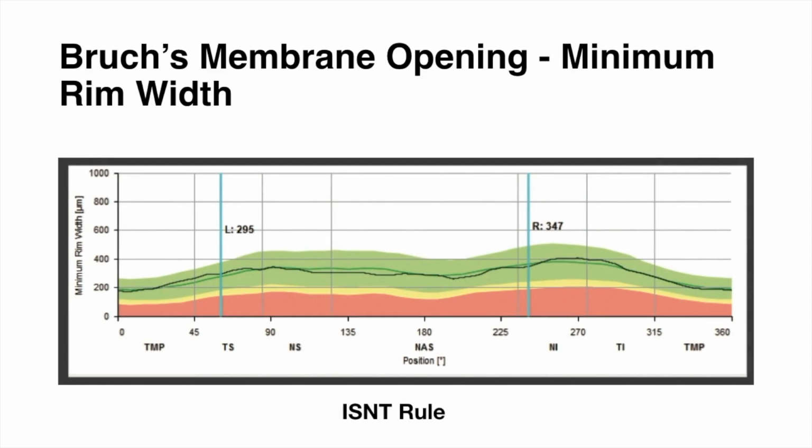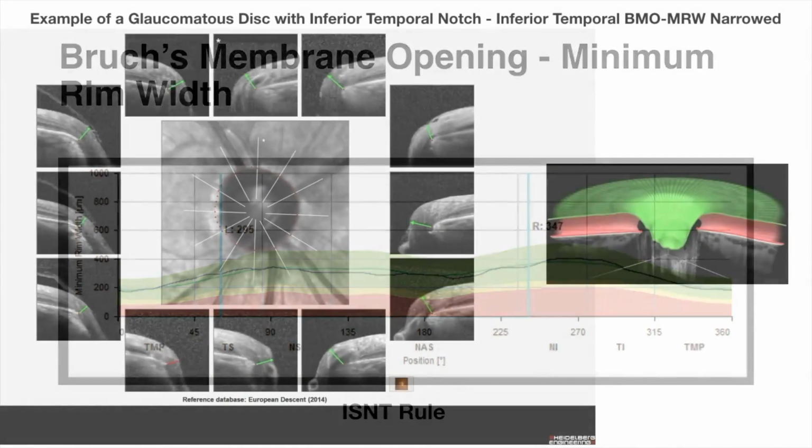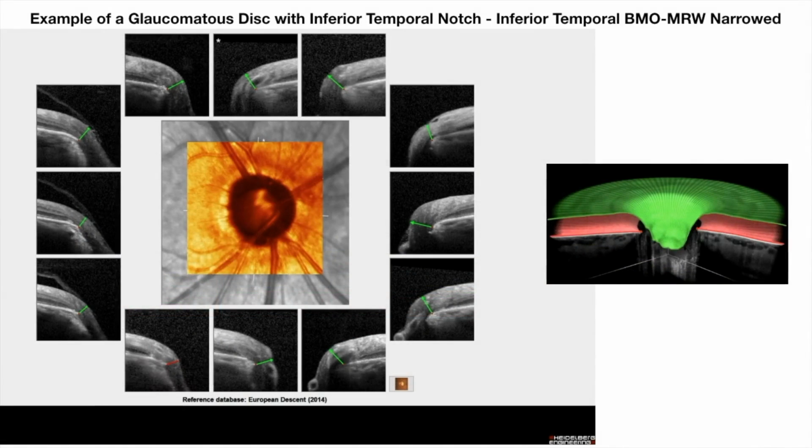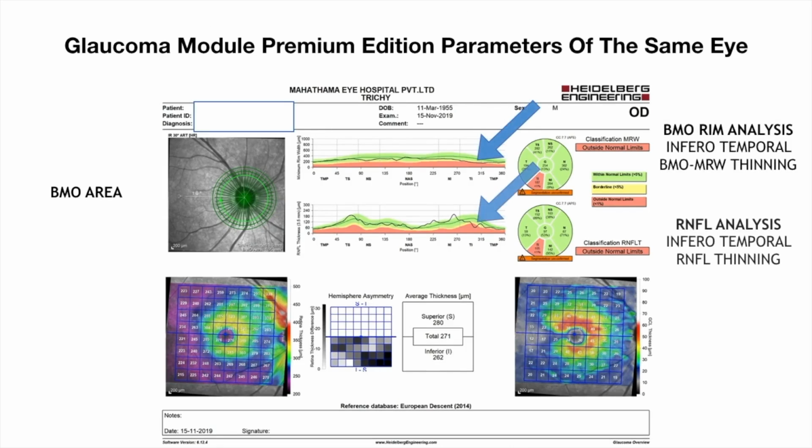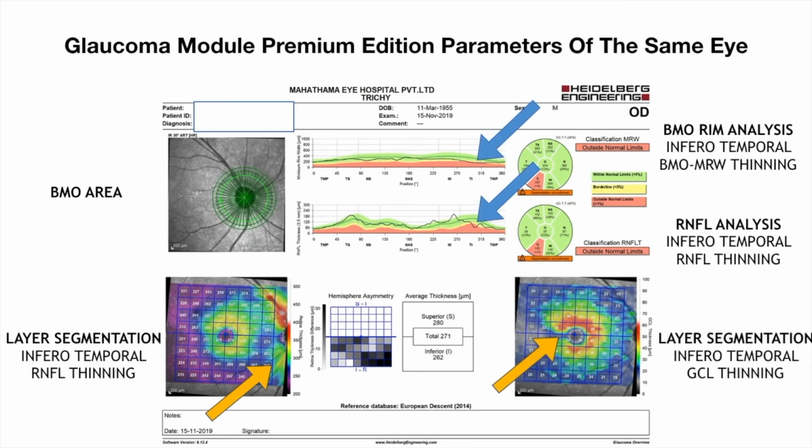Let us see a glaucomatous disc with an inferior temporal notch. The inferior temporal BMO MRW is constricted and depicted by the red arrow. BMO rim analysis and RNFL analysis show thinning in the inferior temporal quadrant. Segmentation scans also reveal an inferior RNFL defect with a corresponding inferior ganglion cell layer defect.